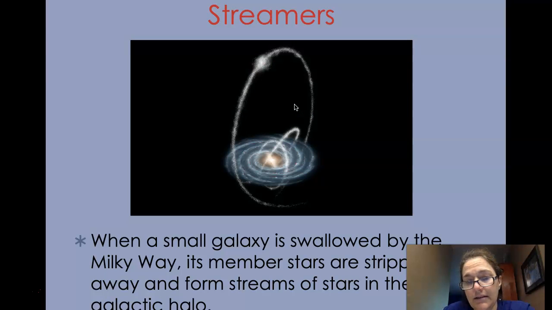When small galaxies are swallowed up by larger ones, as the small galaxy streams into the large galaxy, there is star formation and it leaves these streams of stars behind. Some of them may form into globular clusters where the stars have a gravitational attraction of their own, separate from the galaxy.